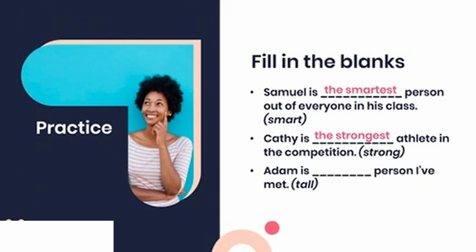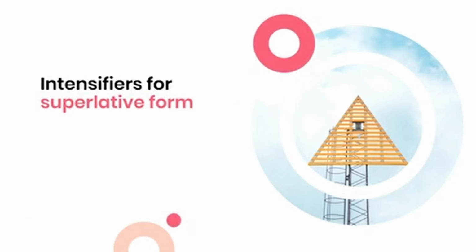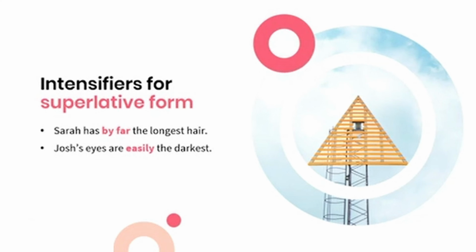The correct answer is Adam is the tallest person I've met. Now it's time to talk about intensifiers again. This time we'll discuss intensifiers for the superlative form. Here are some intensifiers you can use. Sarah has by far the longest hair. Josh's eyes are easily the darkest. These intensifiers show that there is a very, very big contrast.